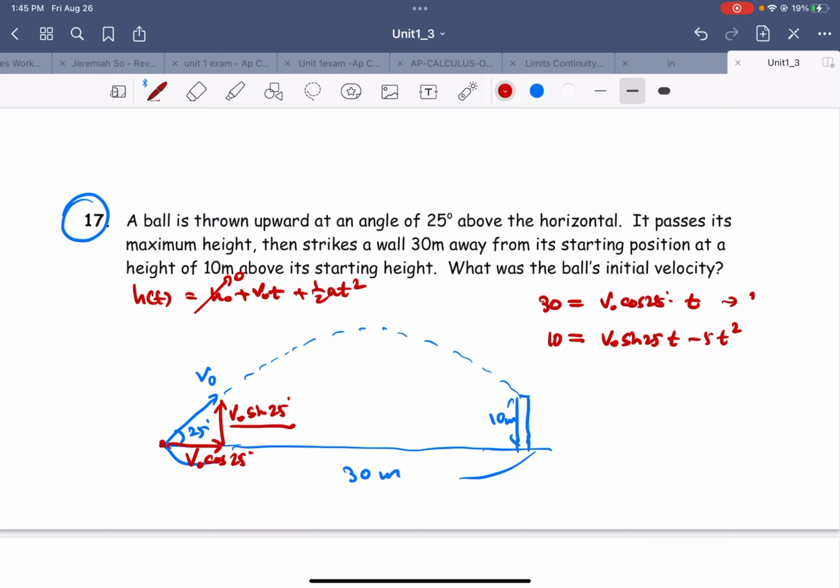So let's say t equals 30 over v naught cosine 25. Now if you plug it in here, 10 equals v naught sine 25 times 30 over v naught cosine 25, minus 5 times 30 over v naught cosine 25, squared. If you substitute, the only variable now is v naught.